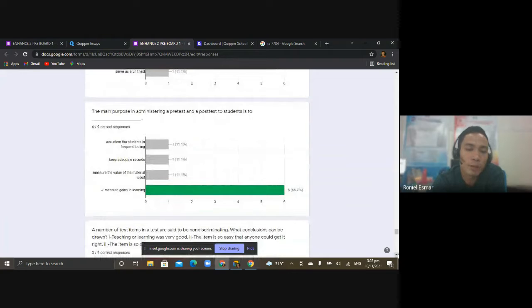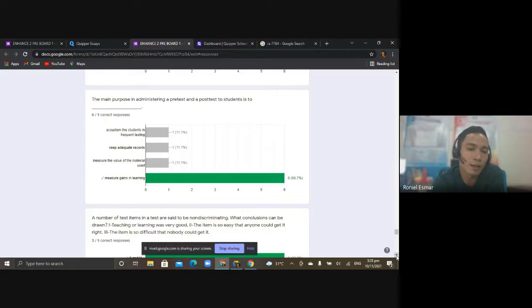Next, the main purpose in administering a pre-test and a post-test to students is to: 1. Accustom the students to frequent testing, so that students get used to being tested often. 2. Keep adequate records, for their performances. But keep in mind that formative assessments are recorded, but should not be included in grading.